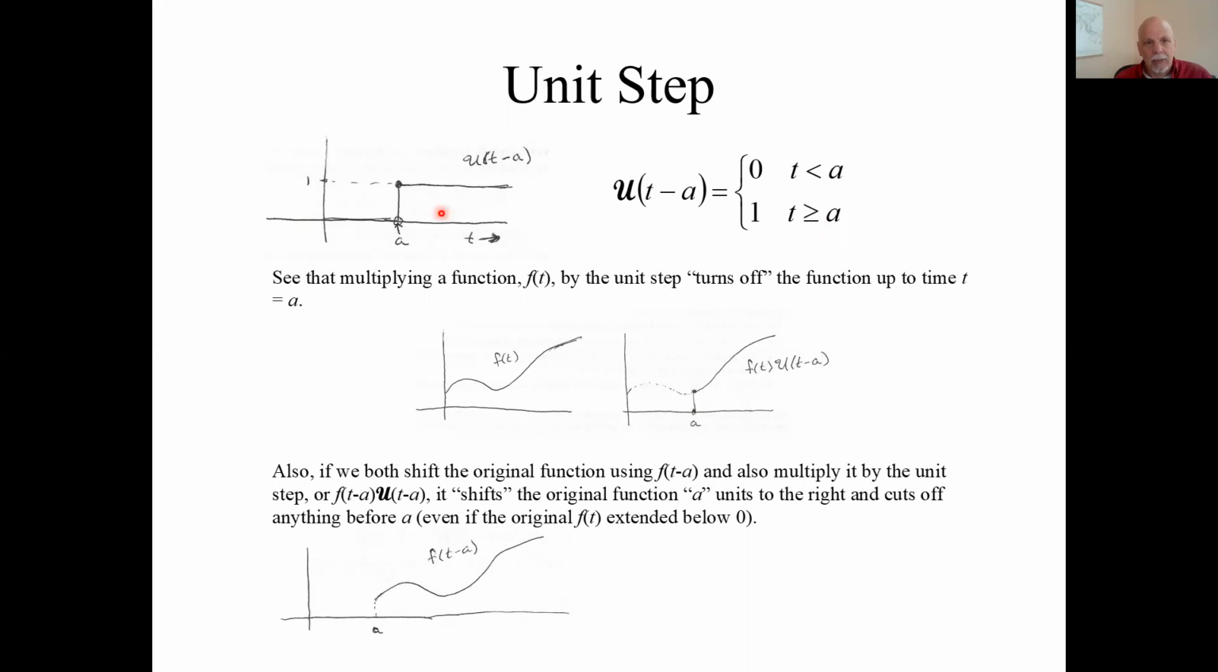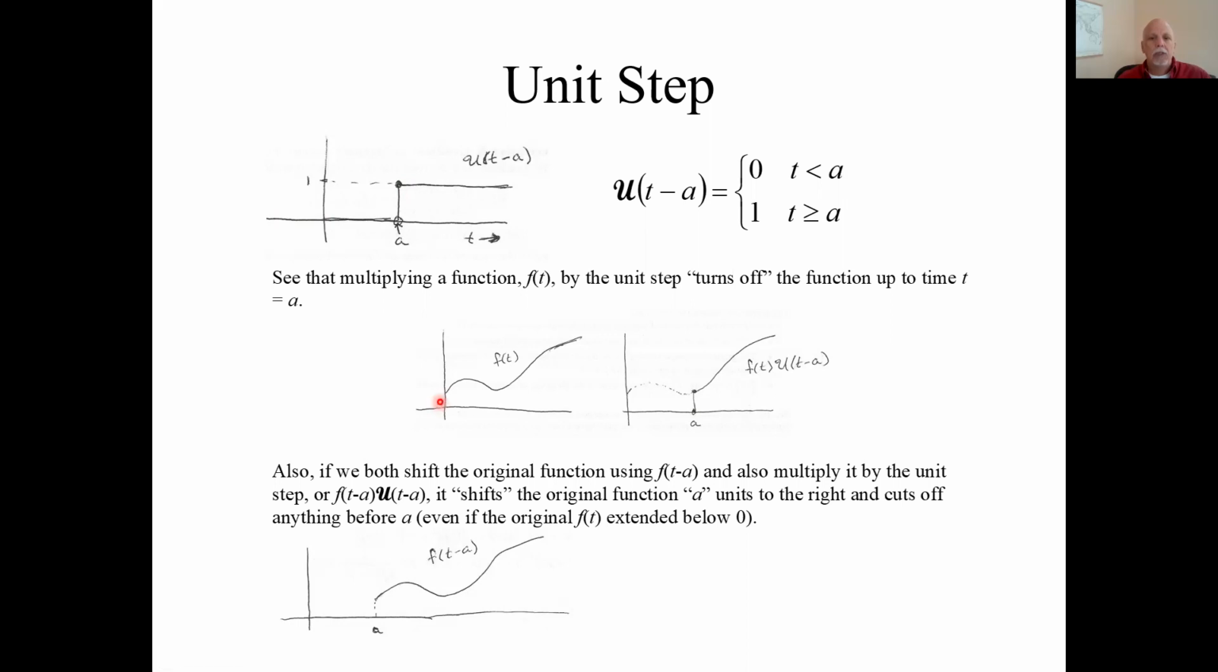Here's what it looks like. It's 1 for T greater than A, 0 for T less than A. If there is no little a here, if it's just U with an argument of T, it starts at 0. It's 1 from T equals 0 all the way up to infinity, and 0 to the left of 0.